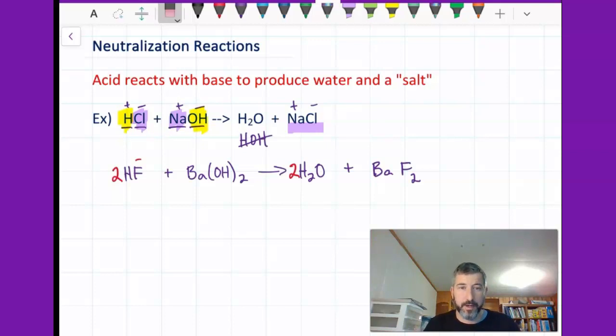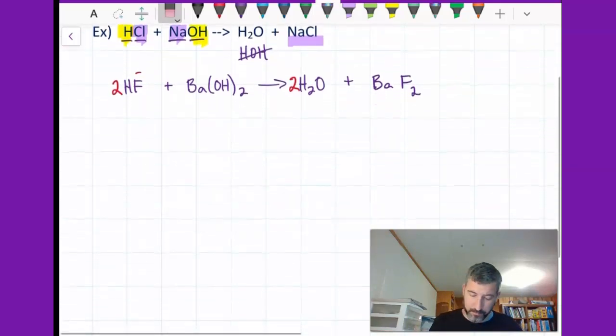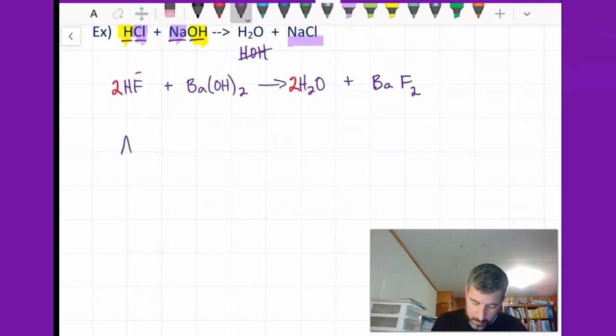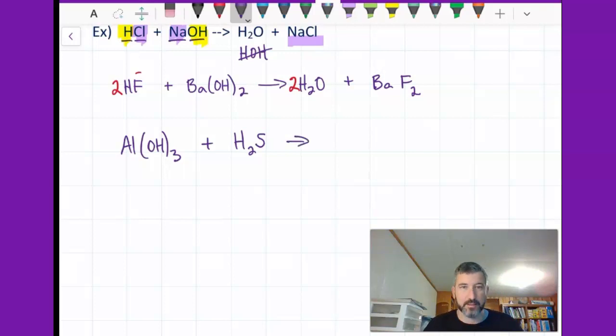Okay, let's try one more for practice before we go. All right, let's say I have Al(OH)3, aluminum hydroxide, and that is going to react with H2S, hydrosulfuric acid. So see if you can tell me what the first product is going to be for this reaction. What's going to happen to the hydrogen and the hydroxide? Okay, so that's going to give me water, right?